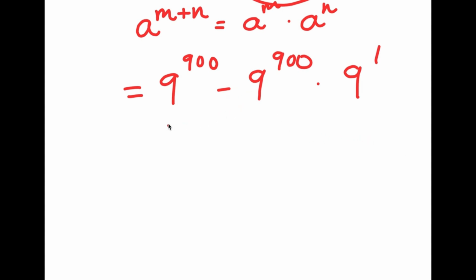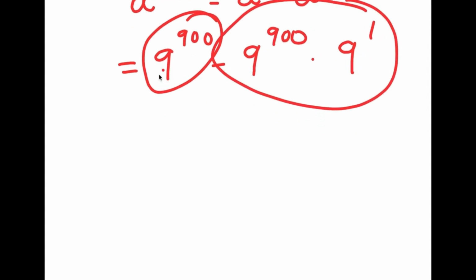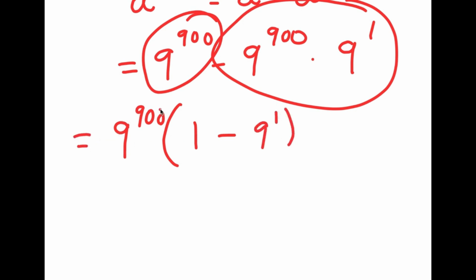Now from here, notice how we have two terms. Our first term is 9 to the power of 900, and our second term is 9 to the power of 900 times 9 to the power of 1. Because both of our terms have 9 to the power of 900 in them, we can factor that out. So we factor out 9 to the power of 900, and we get 9 to the power of 900 times, 9 to the power of 900 divided by 9 to the power of 900 is 1, minus 9 to the power of 900 times 9 to the power of 1 divided by 9 to the power of 900 is simply just 9 to the power of 1. So I get 9 to the power of 900 times 1 minus 9 to the power of 1.